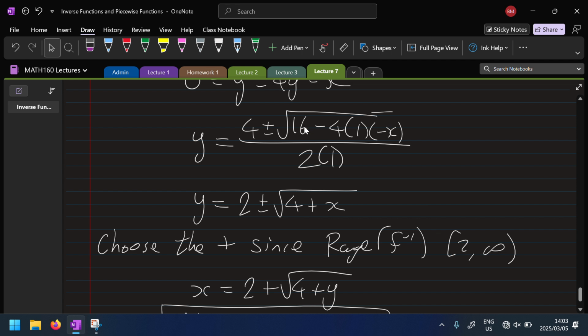Did you simplify that part in the task? Yes. So 16 plus 4x, you take the 4 out, because 16 is 4 times 4. Factor out the 4. Outside the roots will be a 2 that cancels with the 2 at the bottom.